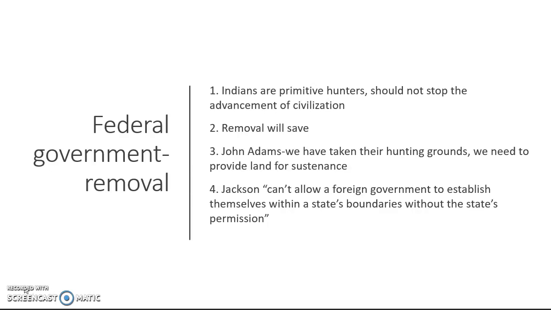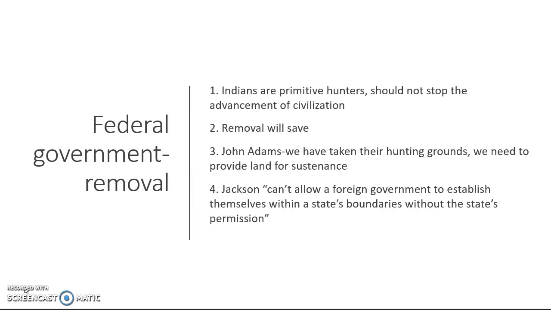Other people, like missionaries and people who were opposed to removal, felt like maybe it might be the only way to save Indians. We have others like John Adams saying, we've taken their hunting grounds, Indian nations that is, and we need to move them now to places like the West where they can farm and create their own communities where they can become civilized.